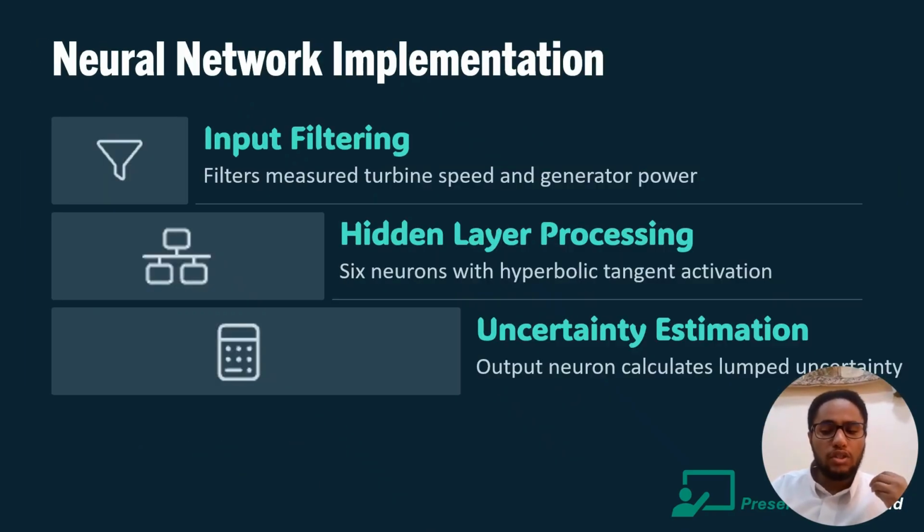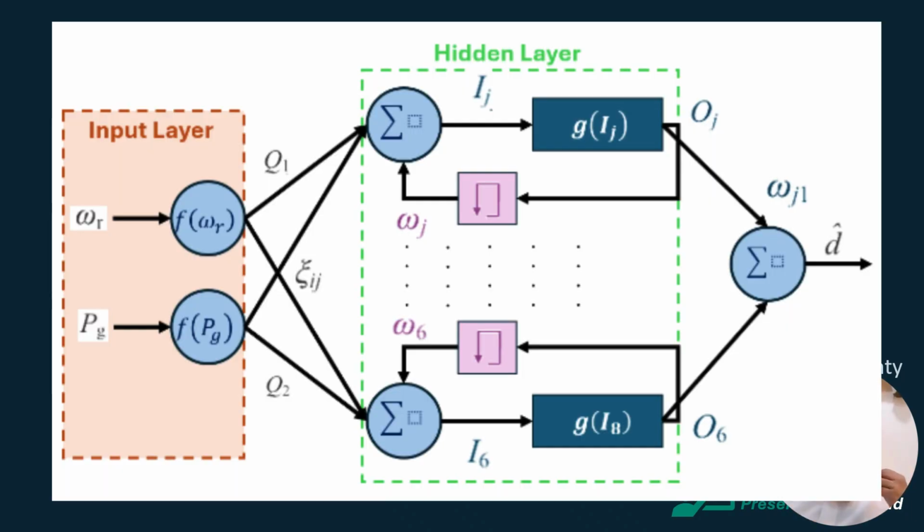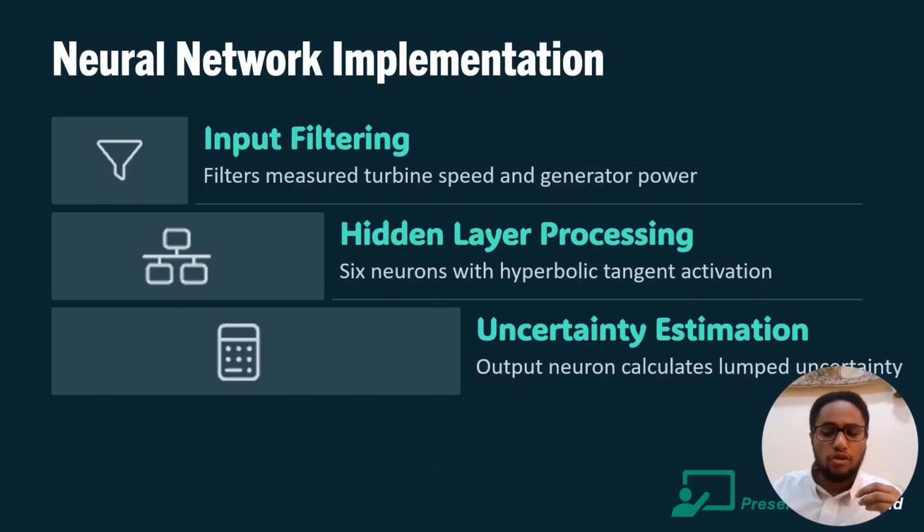Now let us look deeper into the neural network itself. First, the input layer filters the measured turbine speed and generated power to eliminate noise. In the hidden layer, we use 6 neurons with the hyperbolic tangent activation function to capture nonlinear behaviors. And finally, the output layer generates a lumped uncertainty estimate that helps the controller to compensate for modeling errors and external disturbances.